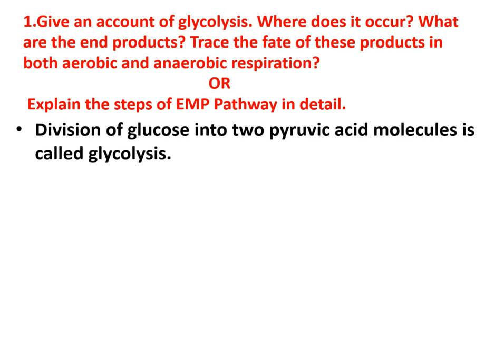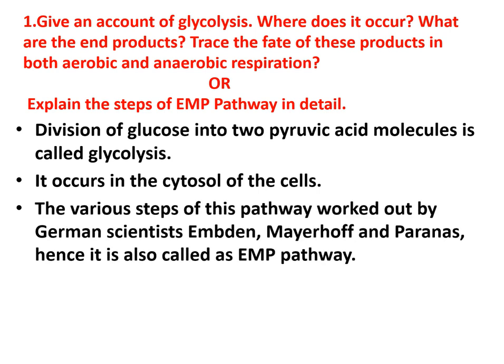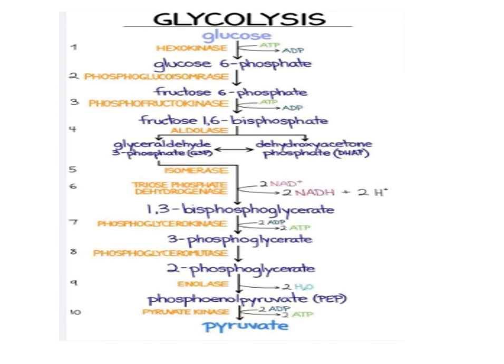Division of glucose into two pyruvic acid molecules is called glycolysis. It occurs in the cytosol of the cells. The various steps of this pathway were worked out by German scientists Embden, Meyerhof and Parnas, hence it is also called the EMP pathway. This is the glycolytic pathway. Go through this carefully.